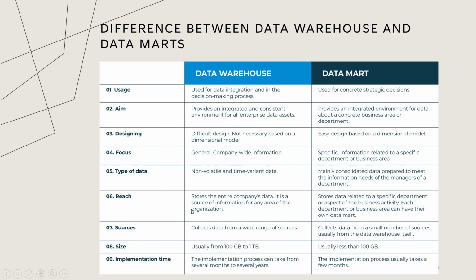Sources: a data warehouse collects data from a wide range of sources, whereas data marts collect data from a small number of sources, usually from the data warehouse itself. Size: data warehouses are usually from 100 GB to 1 TB, and a data mart is less than 100 GB. Implementation time: in a data warehouse, the implementation process can take from several months to several years, but in data marts, the implementation process usually takes a few months. So it is a complete difference between data warehouses and data marts.